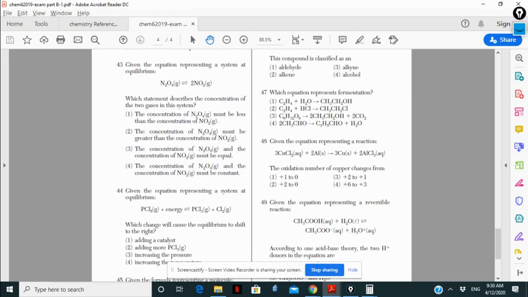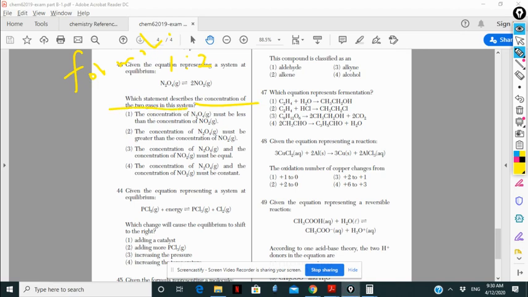Now, given the equation representing a system at equilibrium, which statement describes the concentration of the two gases in this system? So he's talking about the concentration. So the ratio is 1 to 2. That's the ratio for moles. But he's asking about the concentration.